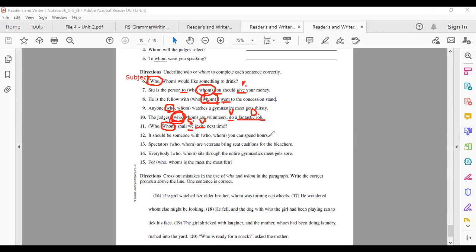You can spend hours. So what is the verb? You is the subject. The verb is spend. Excellent. Can spend is the verb. So what is missing? The object. So we should choose whom. Amazing job, Amal. Now you master it. Yalla Mariana, number 13 for you.